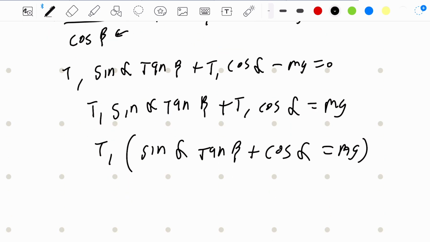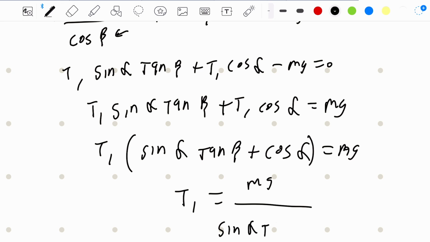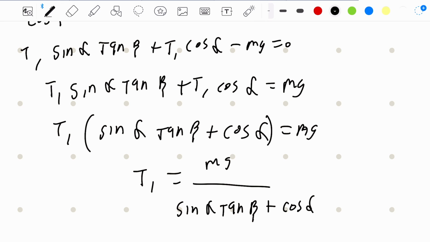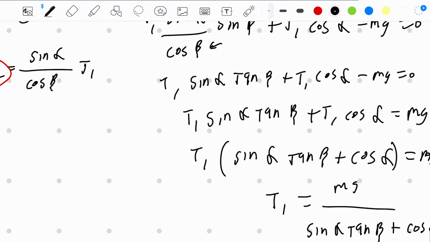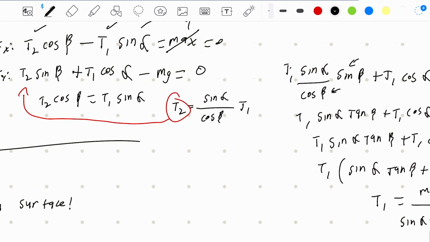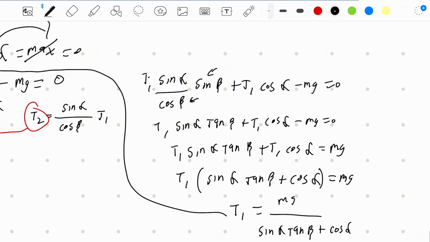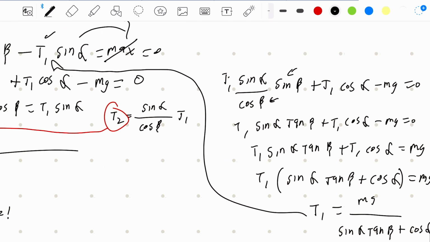And what else could we do here? We could probably just move it over, and that would give us our expression for T1. So now once we have this T1, we can just end up plugging this right back into the first equation, right up here into our T1 spot, and solve for T2.